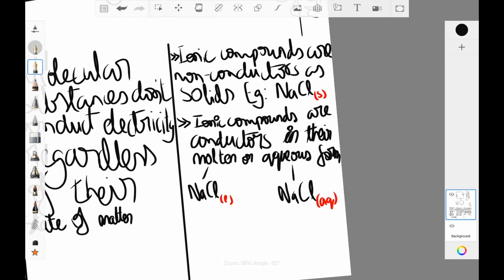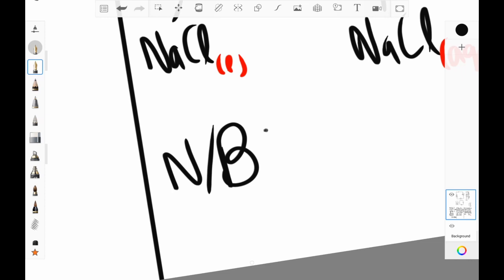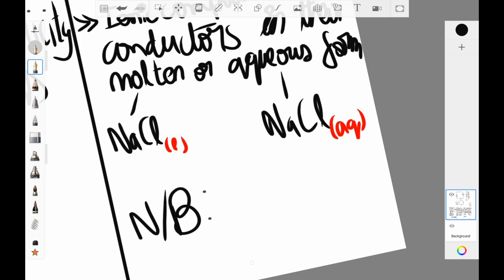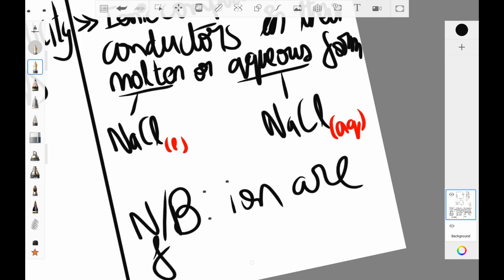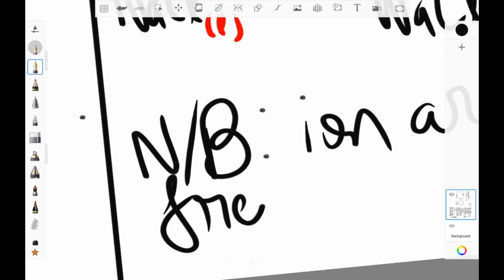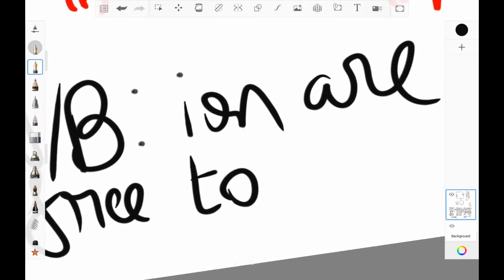One thing you should note here, and we will expand on this in a few minutes, is that the reason ionic compounds are able to conduct electricity in their molten or aqueous form is because when you melt them, or when you create a solution using an ionic compound, you're basically making it so that the ions are free to move. So similar to how metals have delocalized electrons, the ions in molten or aqueous ionic compounds are free to move and thus carry charges.